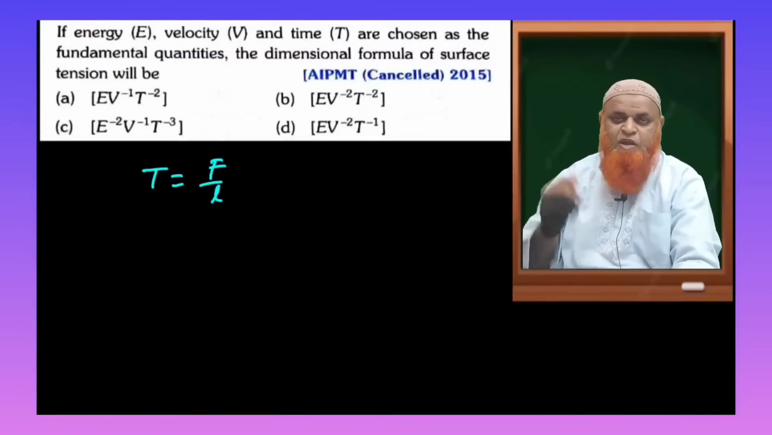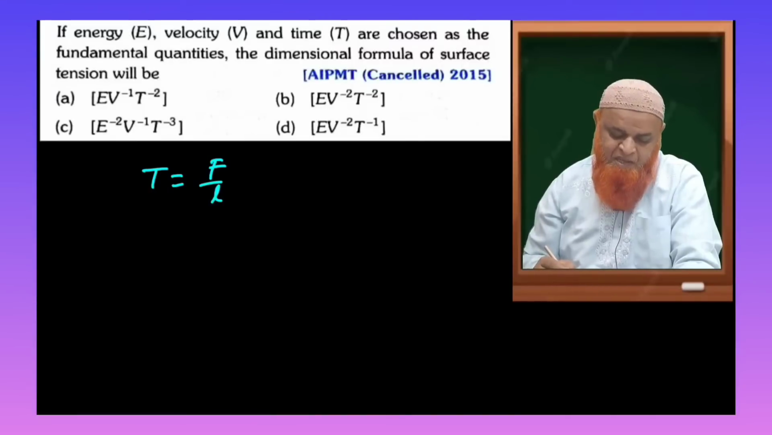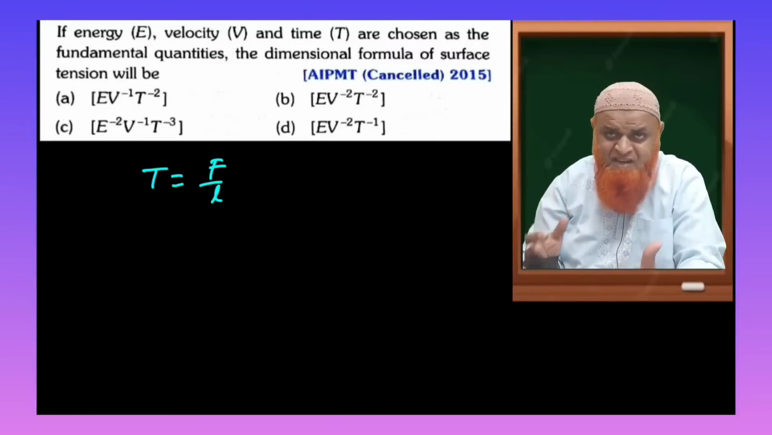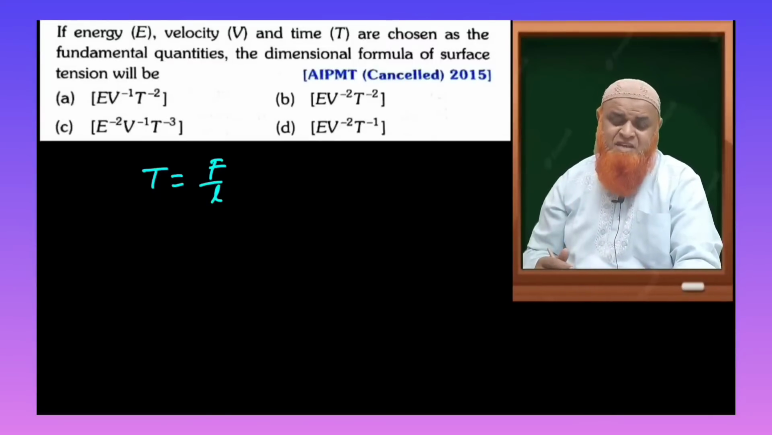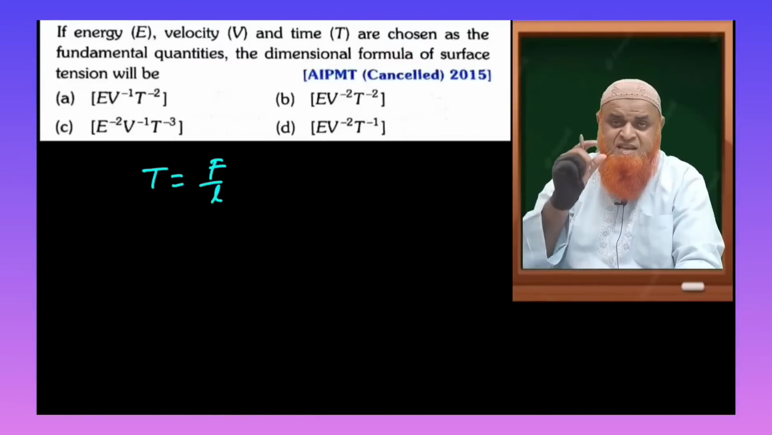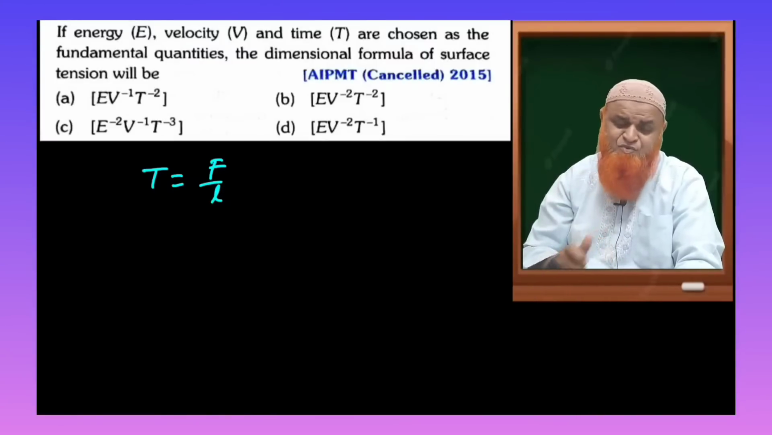My dear students, how can you solve this problem in a shortcut method? He is asking us to find out the dimensional formula of surface tension in terms of energy, velocity and time. So how are you going to find that out? The general formula for surface tension is force by length. I have written force by length.